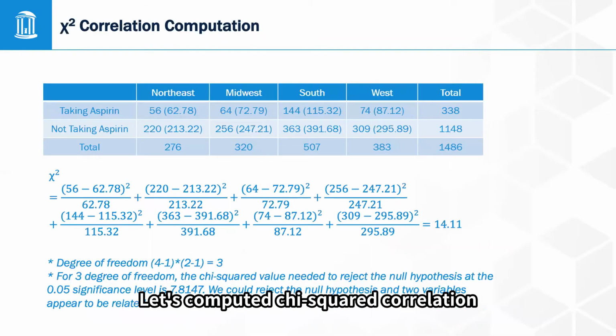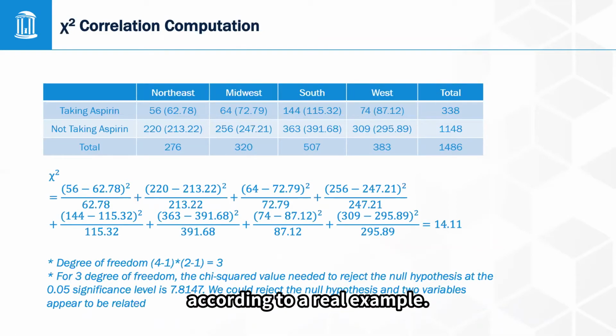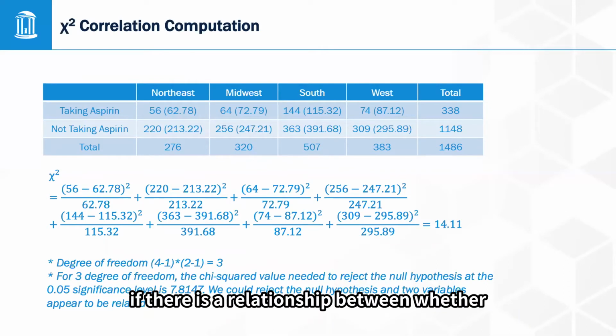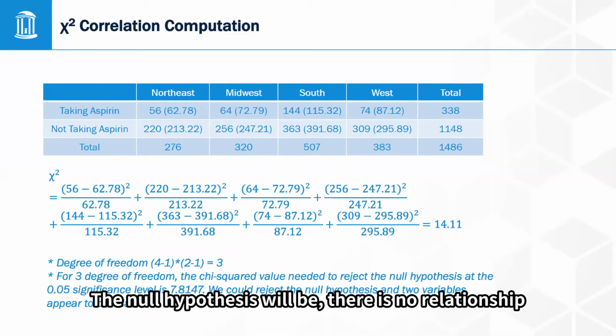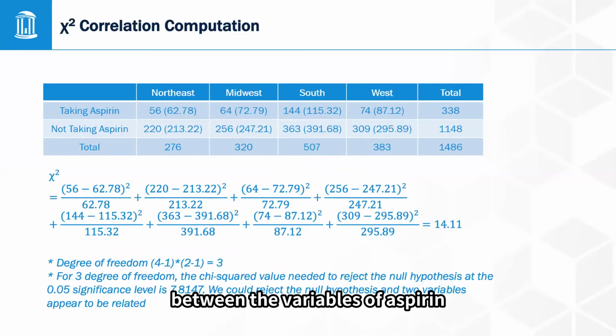Let's compute a chi-square correlation according to a real example. In this example, we want to investigate if there is a relationship between whether or not people are taking aspirin and the geographical area they're in. Here we have two variables, aspirin taking and the geographic areas. The null hypothesis will be there's no relationship between the variables of aspirin taking and geographic areas.